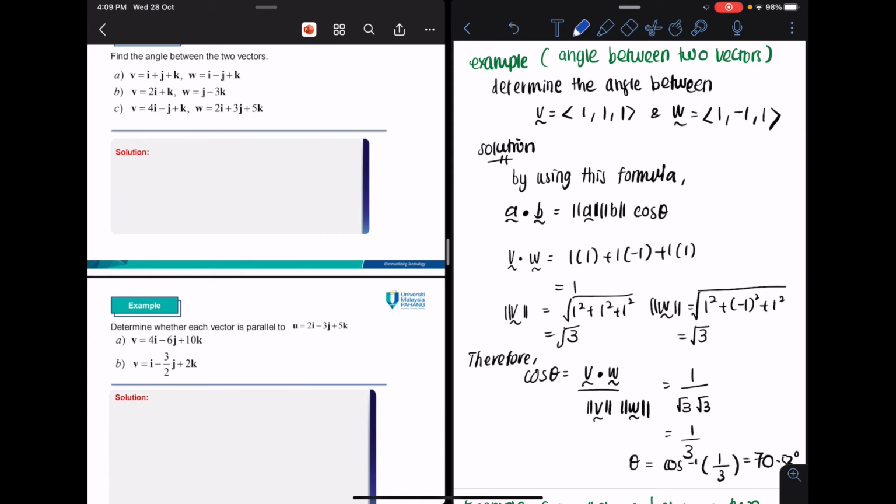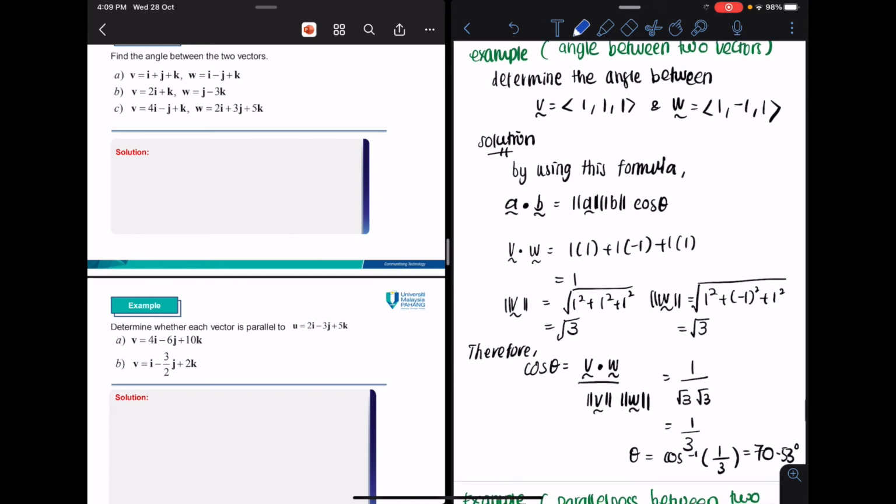√3 times √3, you will end up with 3, and then by finding the inverse of cosine 1 over 3, and at the same time you have to make sure your calculator is in degree mode, then you will end up having that answer, which is 70.53.